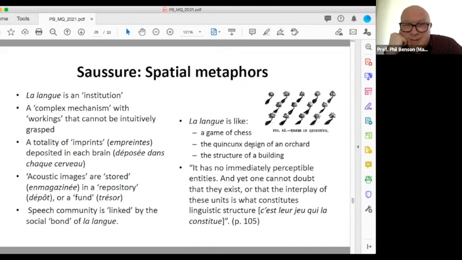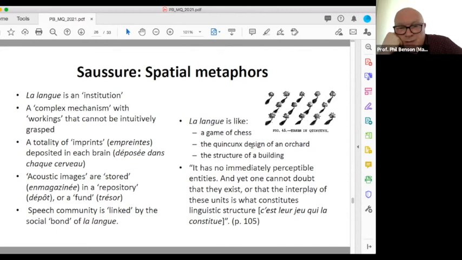If you're like me, you didn't know what that meant, so I put a little picture. Quincunx is the number 5 on a dice, the arrangement of the number 5 on a dice. He said that language was like the structure of a building, and so on and so on. There are literally hundreds of spatial metaphors in the Course in General Linguistics.